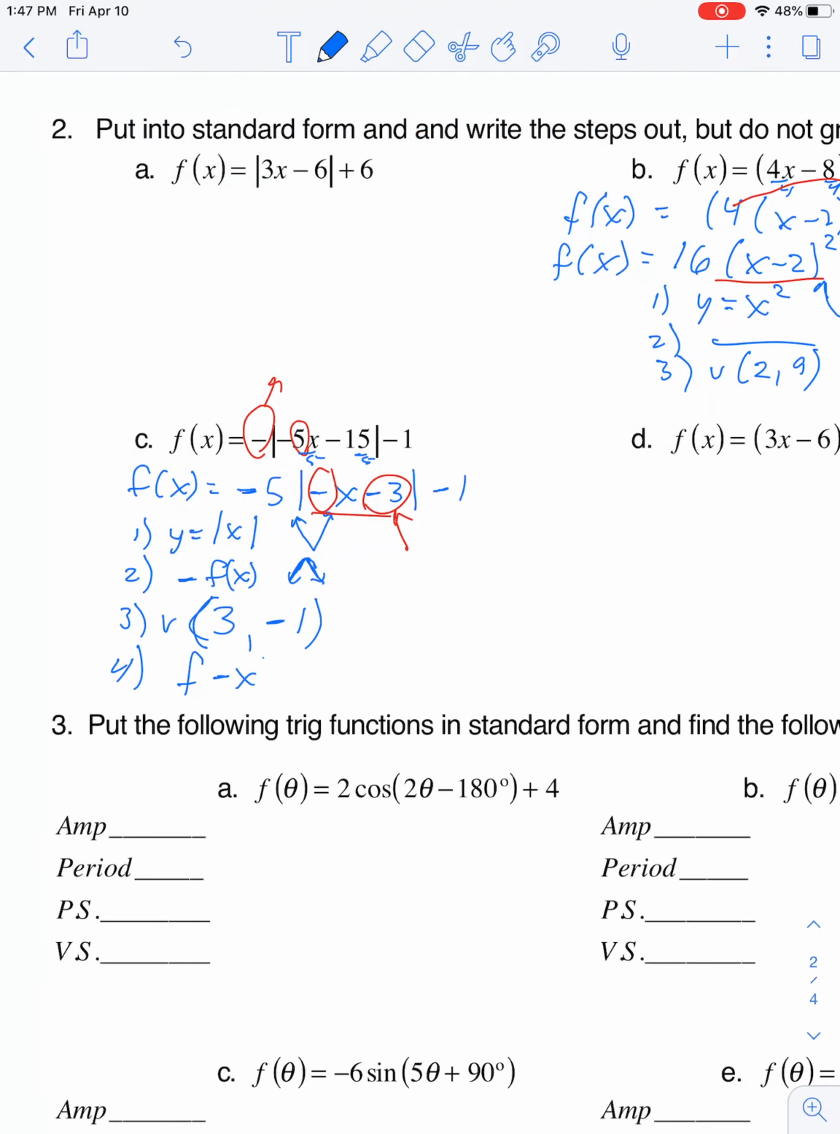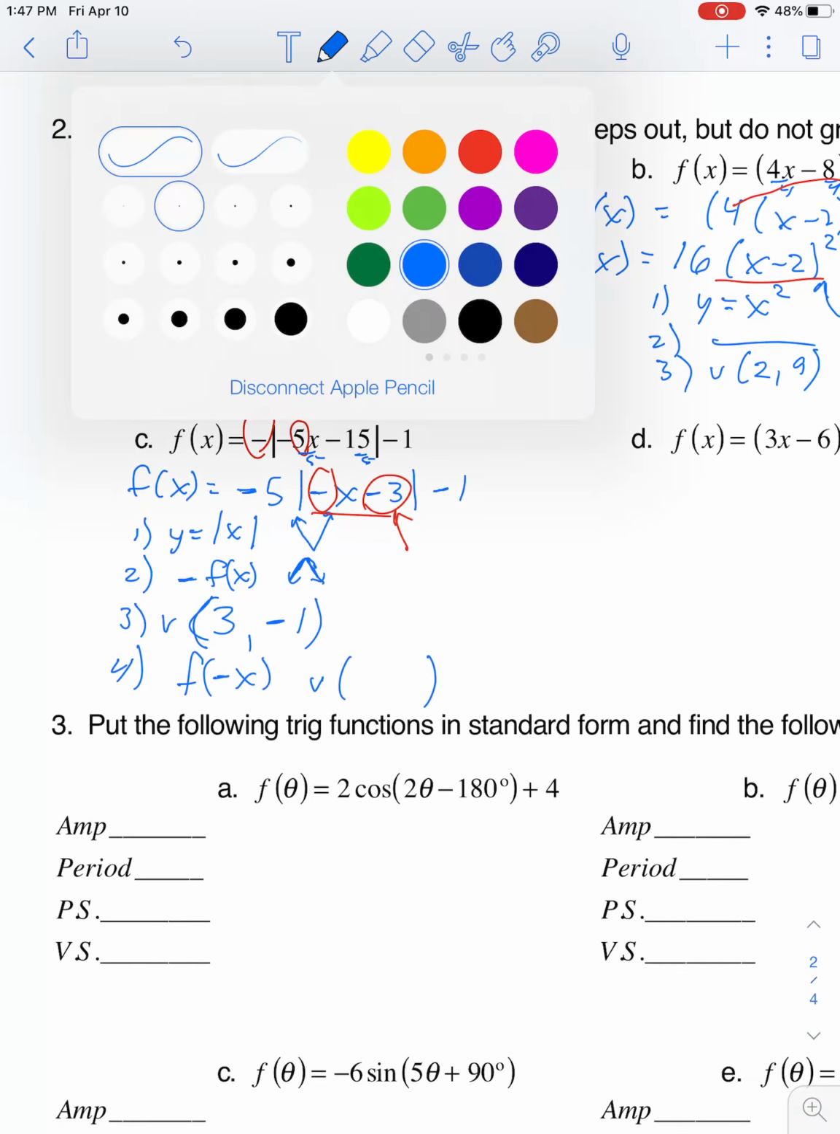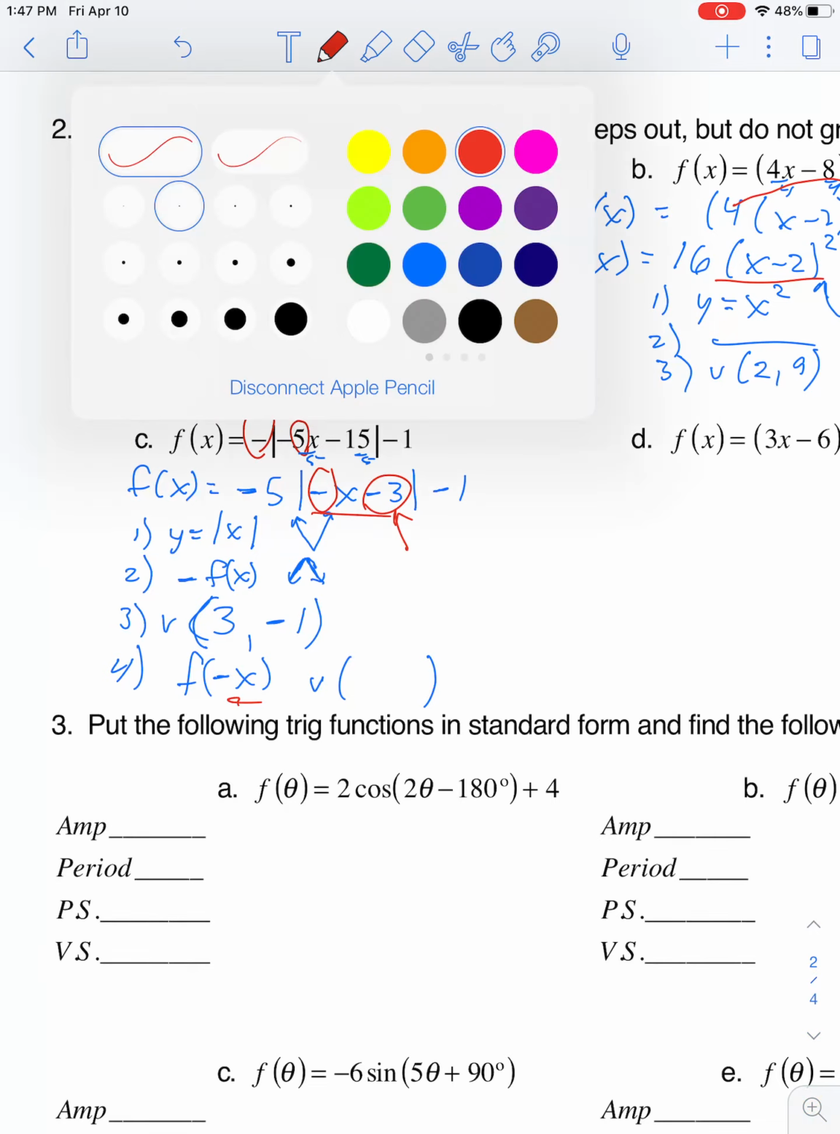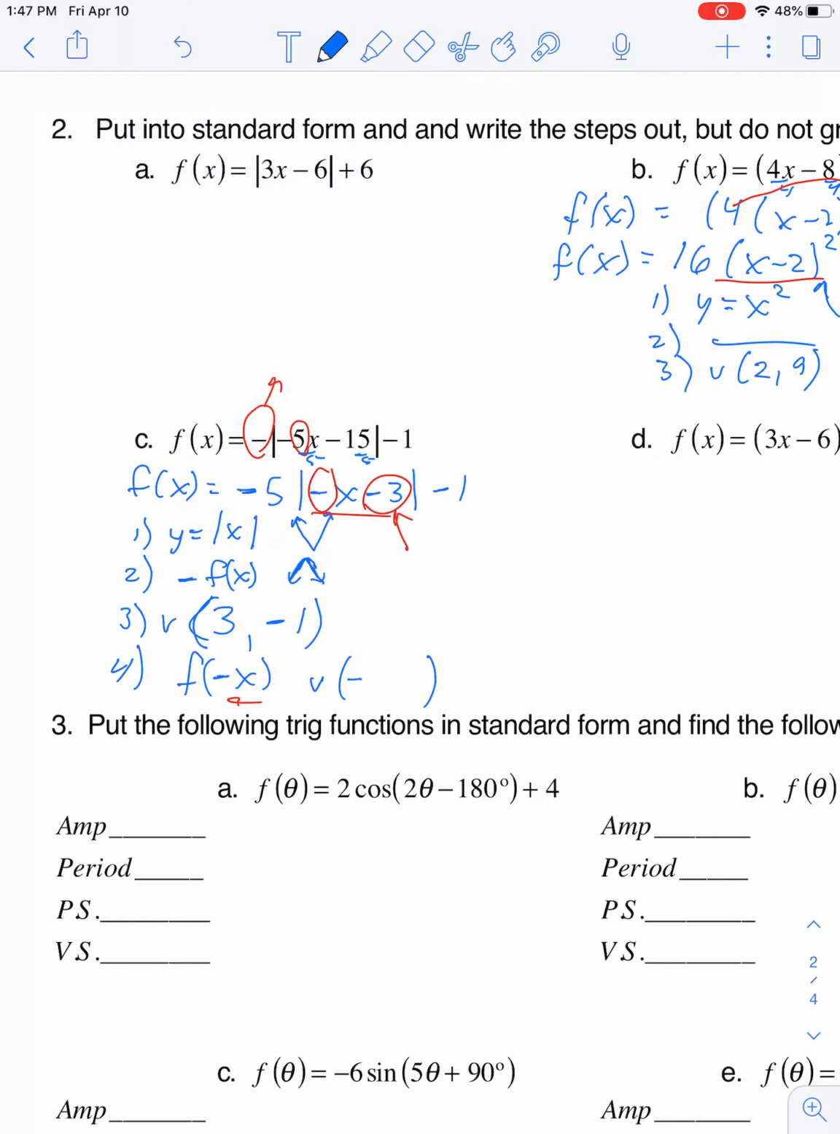And so we put in our deal here. We have negative x. And if we're going to put that new vertex there, because we did reflect in the y-axis, I'm going to put that vertex in. And really, since it's a negative x right there, we got the negative. We're going to take the 3 and make that negative. And that'll be our final vertex when we put it together. So that's negative 3, comma, negative 1.